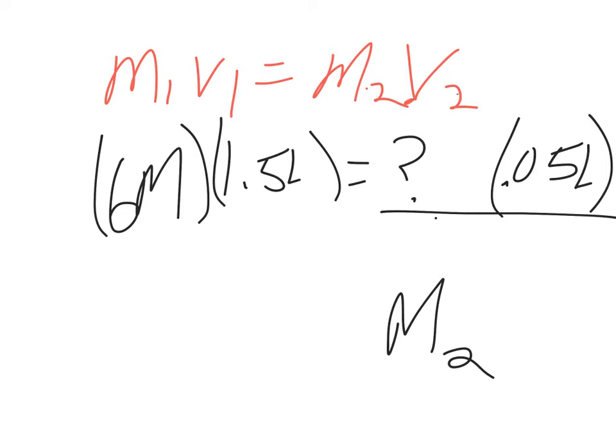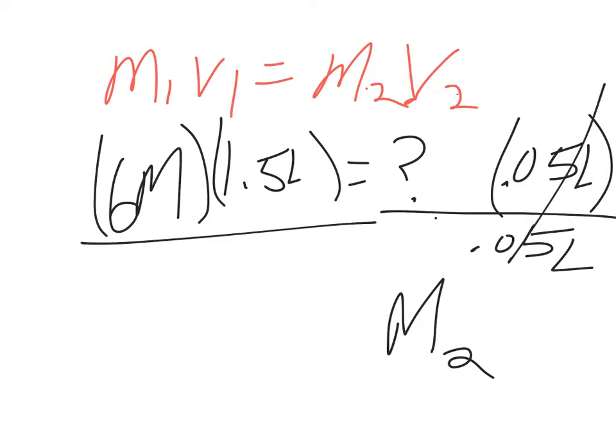Okay, so what are we going to do here? You're going to divide. Very good. By what? By the 0.05, right? What you do to one side, you do to the other side.